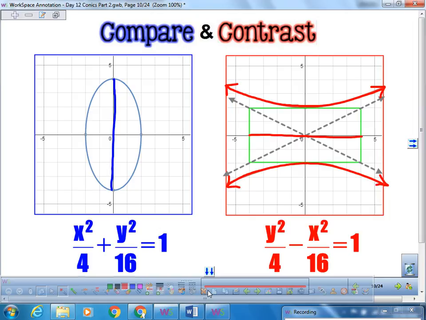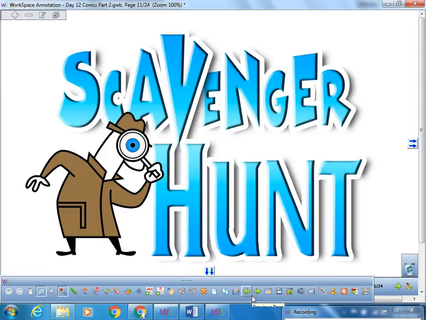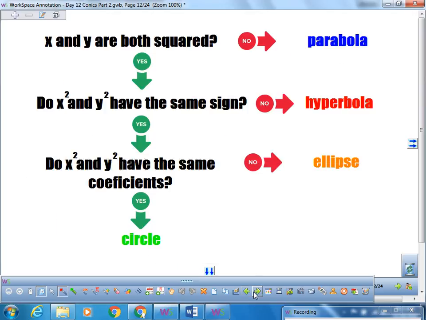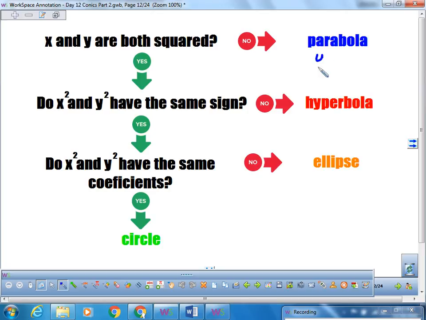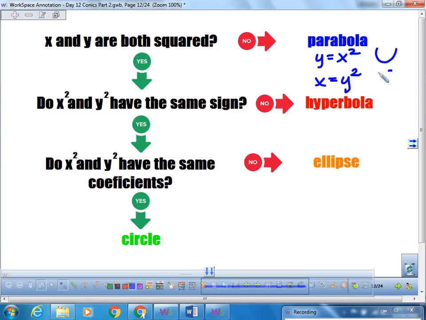All right, let's see what else I've got in here. Oh, we already did our scavenger hunt. This is what you probably want in your notes, right? Did anybody put this in their notes yesterday? We ask ourselves, x and y are both squared. If they're both squared, we keep going. If they're not, we know it's a parabola. Here's an example of that. So we have y equals x squared. That's only one being squared, and that looks like this. Or we have x equals y squared, and that one looks like this.